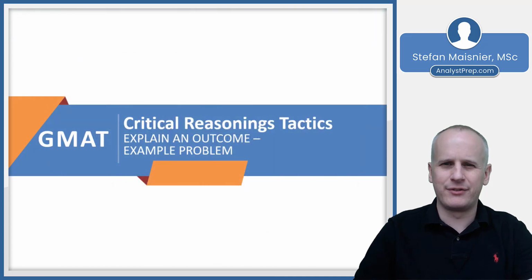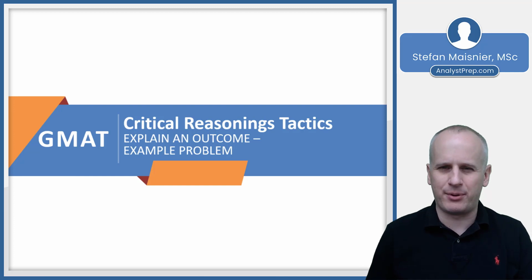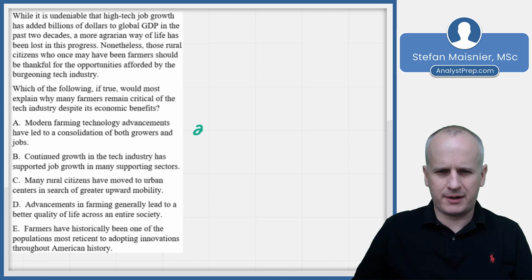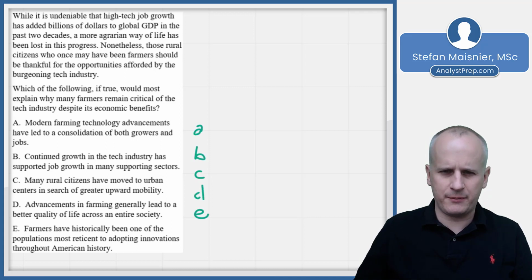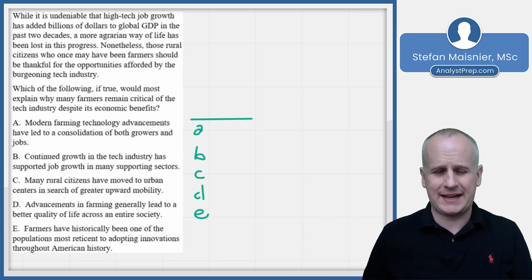So let's head on over to the whiteboard and take a look at an example of an explanation task and see how you'll engage with your scratch work to solve this kind of more unique and possibly a little bit more difficult critical reasoning question task on the GMAT. So we have a sample critical reasoning problem here on the old board, and we've got A, B, C, D, E here, and we're going to just put a line over top for the task.